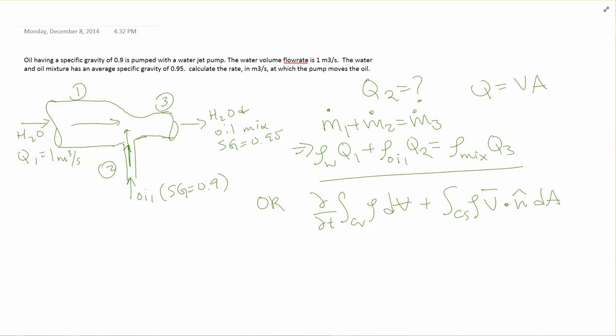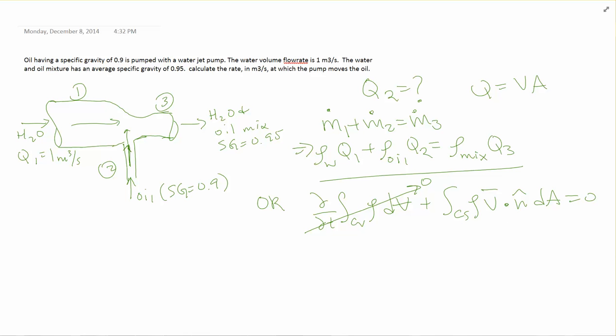Now we don't have anything changing with time, so let's just get rid of that. That goes to 0. Also, this whole thing needs to equal 0. Forgot about that. Okay, so now let's go through and find this. Remember, for this type of application, when we use this equation, we need to find the velocity vector and n for all of the inflows and outflows.